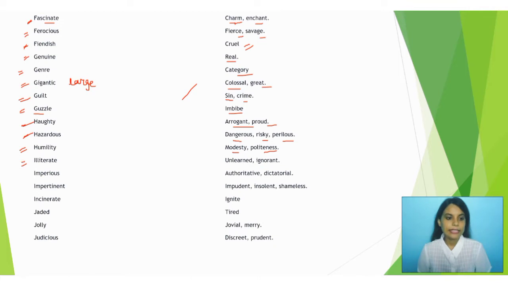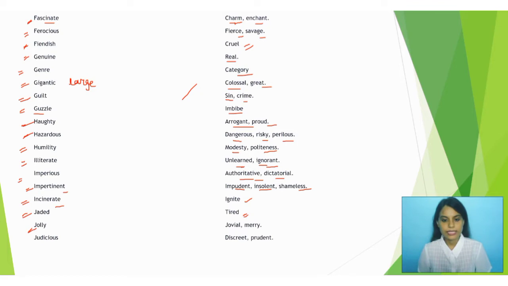Illiterate. Illiterate means, of course, uneducated, unlearned, ignorant. Imperious. Imperious means authoritative, dictatorial. Yeah, impertinent. Impertinent means insolent, shameless. You can say impudent. Incinerate. Incinerate means to ignite. Okay. Jaded. Jaded means tired.